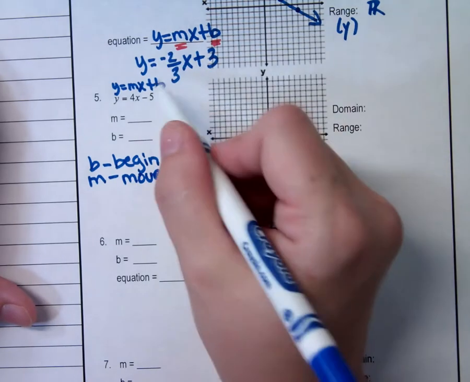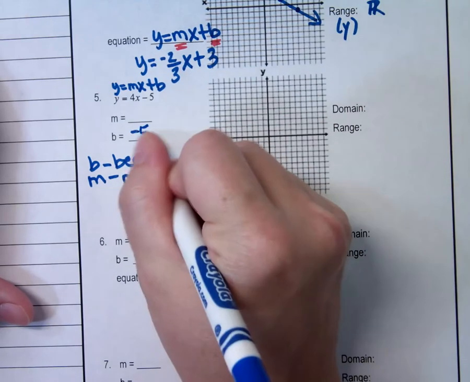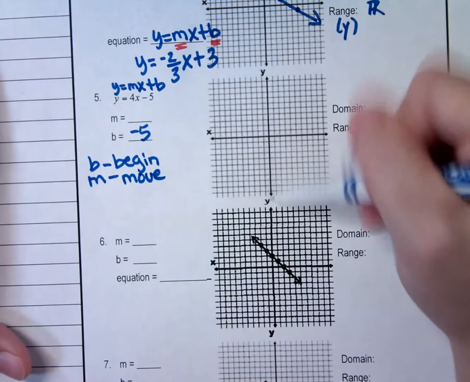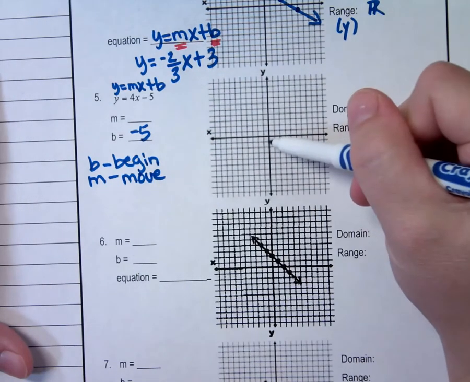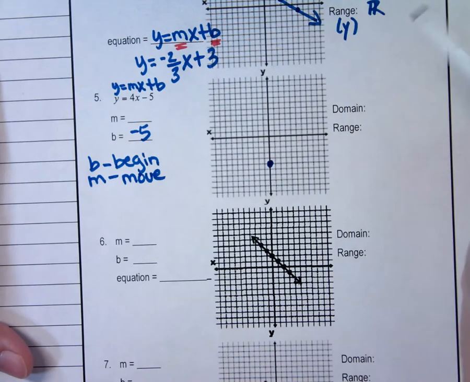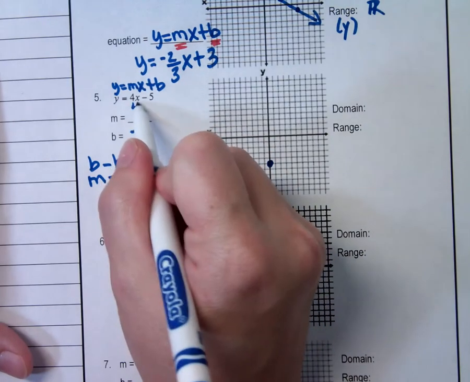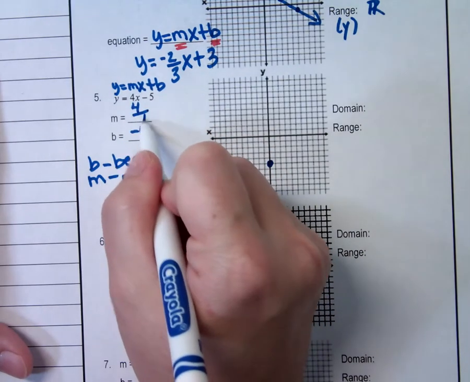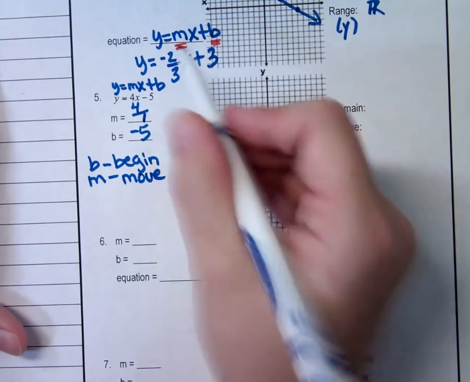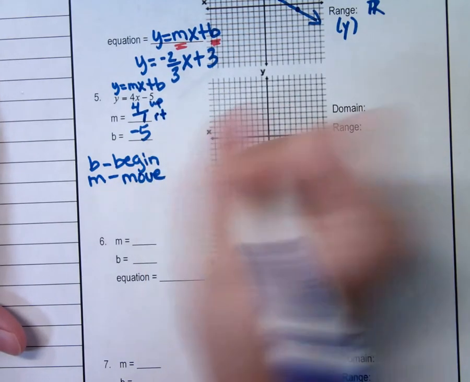Okay, so first thing I'm going to do is plot my y-intercept, and my y-intercept is a negative 5. So remember, y-intercepts are always on the y-axis. So I'm going to go down to negative 5 on the y-axis and plot that point. My slope is the number in front of the x, so my slope is 4. And remember, 4 is understood to be over a 1, you just don't see it. Since it's a positive 4, we go up, and since it's a positive 1, we go right.